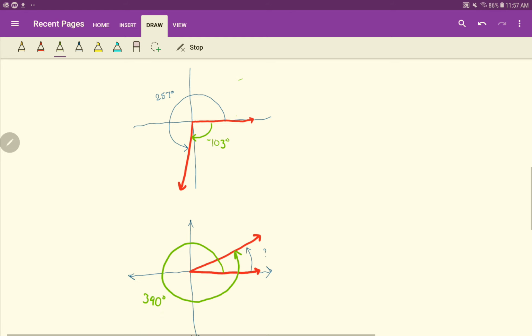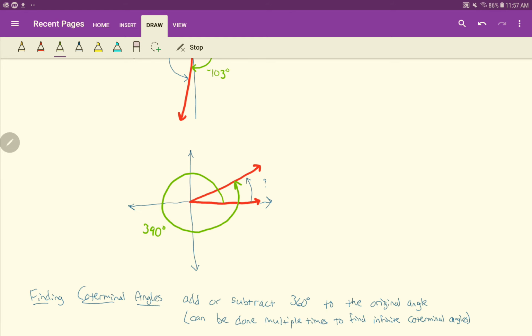All right, so then let's take a look at this one. Here we have an example of a 390 degree angle. You see how it goes one full rotation and then a little bit more. But what is this little piece here equal to? What about this blue angle right here? Not going the whole way around, just this little blue angle. What can we say that angle is?